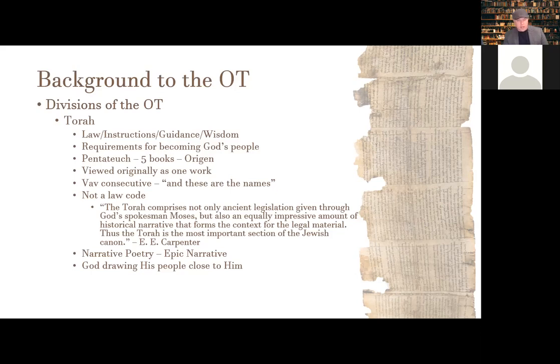One thing the Torah is not, it's not a law code. This is a quote from E. Carpenter, scholar of the Old Testament: "The Torah comprises not only ancient legislation given through God's spokesman Moses, but also an equally impressive amount of historical narrative that forms the context for the legal material." Thus, the Torah is the most important section of the Jewish canon. We understand that the Torah became the foundation of the Hebrew Bible, and the foundation of the Bible we have today.